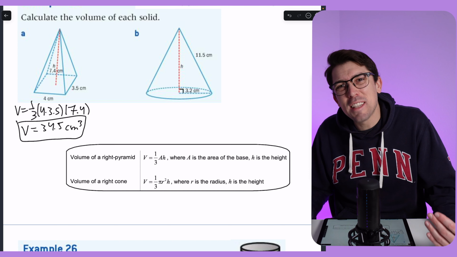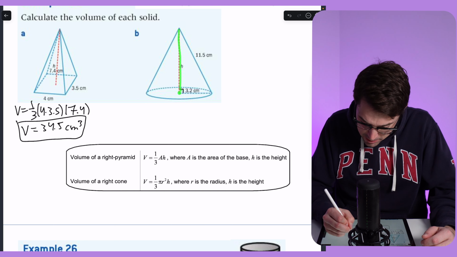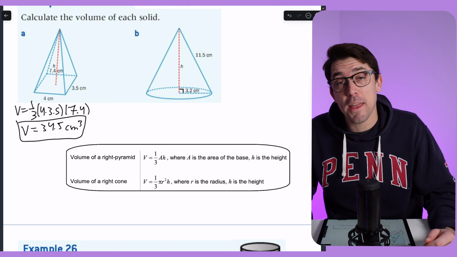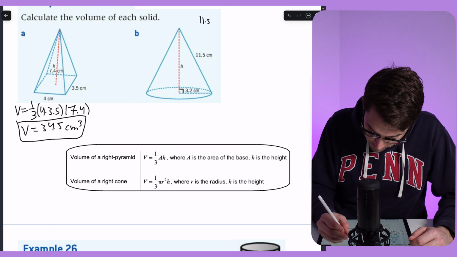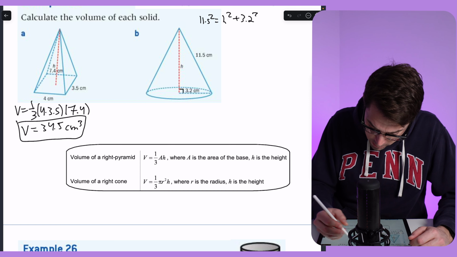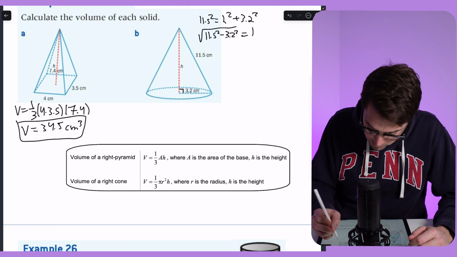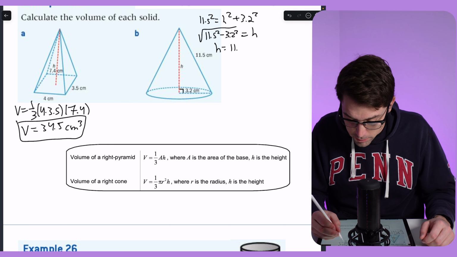In this case, I don't exactly know the height, but based off our other problems that we've known, we should see that this right here is a right triangle. Knowing that, I can use the Pythagorean theorem to figure out my height. So I know that 11.5 squared is going to be equal to h squared plus 3.2 squared. So the root of 11.5 squared minus 3.2 squared is going to be equal to h. What is that going to give me? h is going to be 11.04.